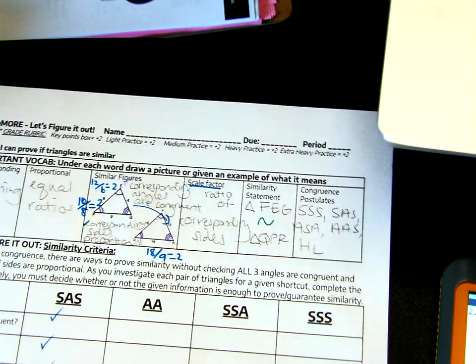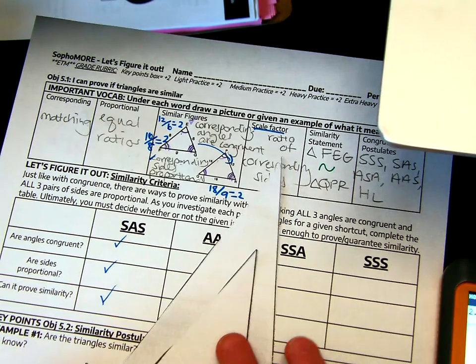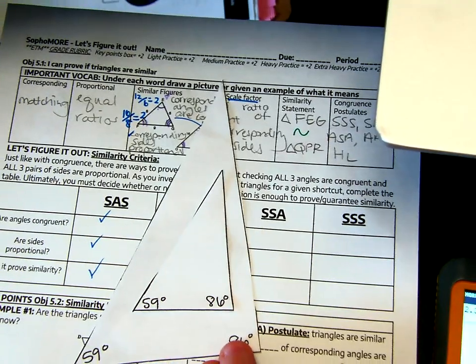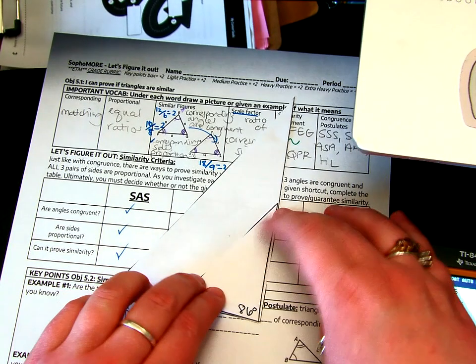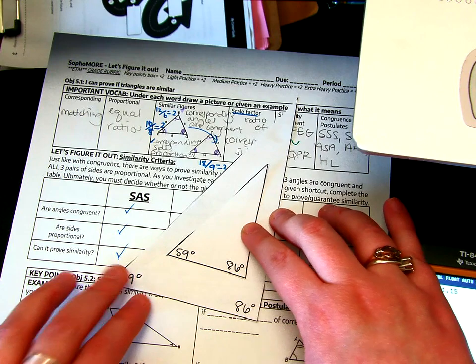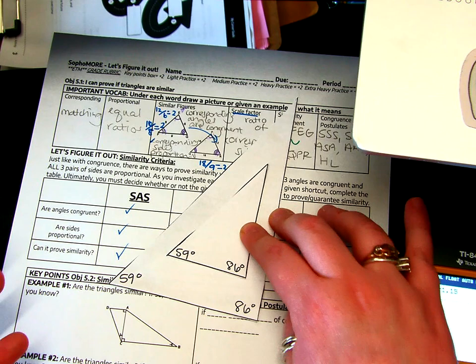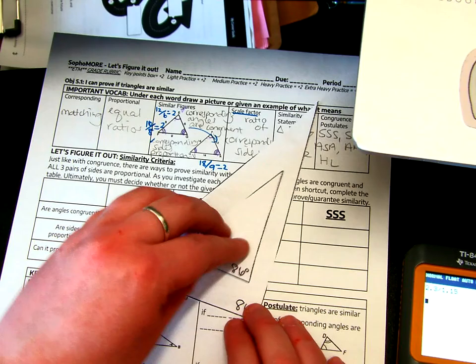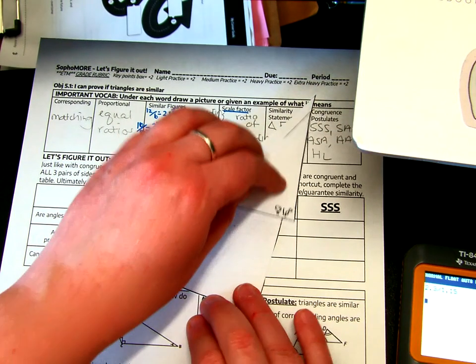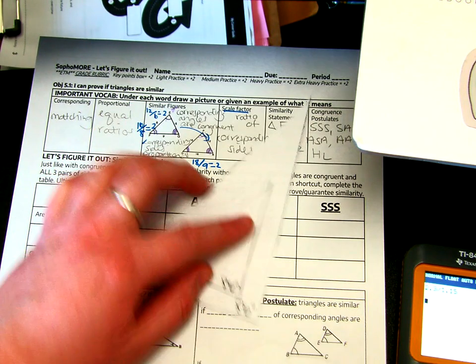Okay. Let's jump to another one. So this one, let's see what happens with the two triangles. I have a set of triangles here where two angles are the same, 59 and 86. Now, do these triangles look similar? Yeah, they do. They seem to be the exact same shape. And notice even with just the two angles, I get to know the third angle is the same. They all have to add up to 180 anyway.